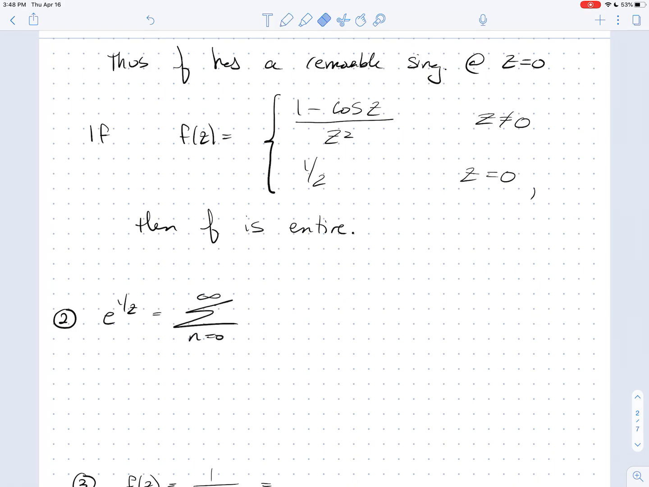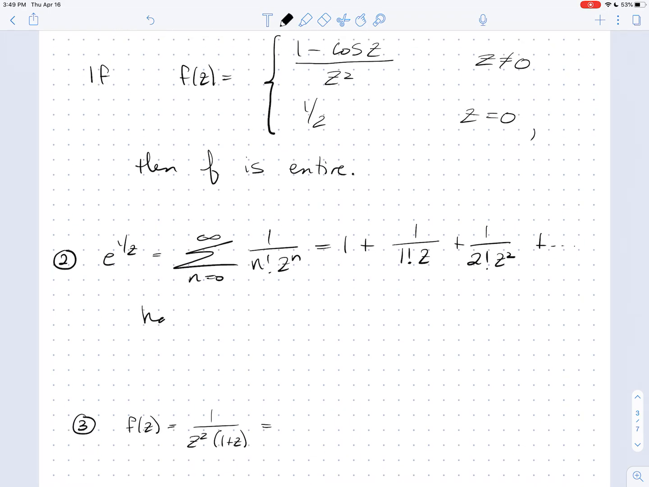I'm not going to do much here, but you can write this as the sum of 1 over n factorial z to the n. And already you can see this is going to be an essential singularity. Let's write it out: 1 over 1 factorial z plus 1 over 2 factorial z squared, and so on and so forth. So we can just say this function has an essential singularity at z equals 0. And again, essential singularity just means there are infinitely many powers of z in the denominator. There are infinitely many negative powers of z.